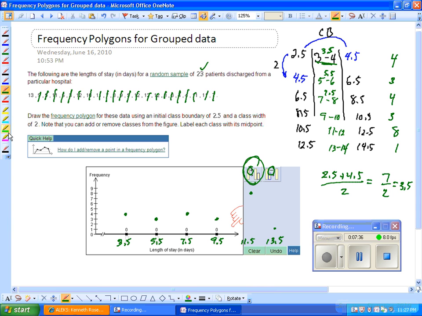Let me just go like this. And then we'd connect. And it would actually connect these for us in Alex. And we get something that looks like this. And that would be our frequency polygon.